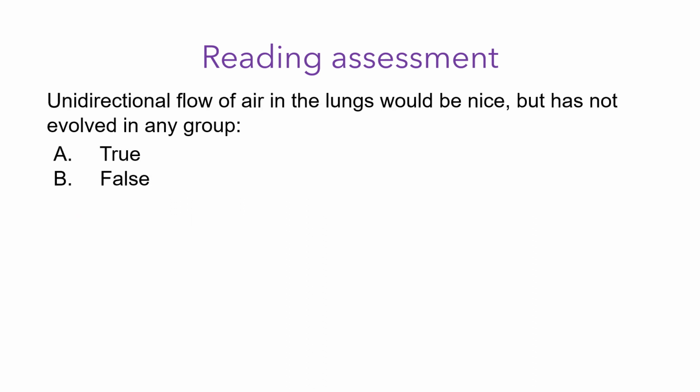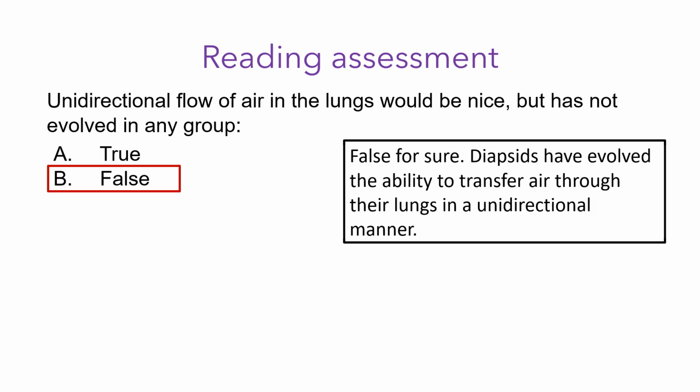How about this one? Unidirectional flow of air in the lungs would be nice, but has not evolved in any group. This, of course, is false. Diapsids, especially birds and crocodilians, have done a very good job of adapting lungs to provide unidirectional flow of material. So you will see this as we move into the lecture, but unidirectional flow of air is possible in lungs.